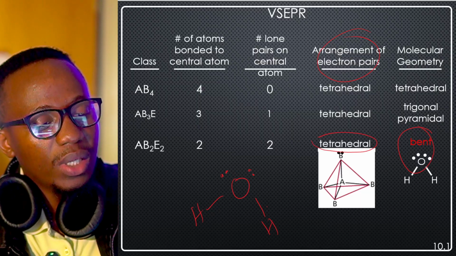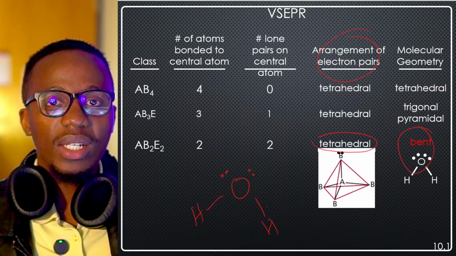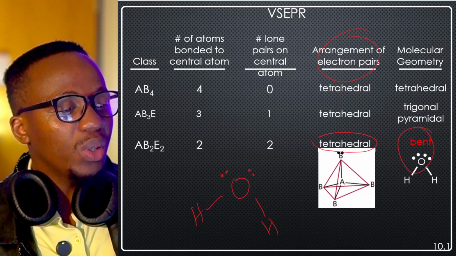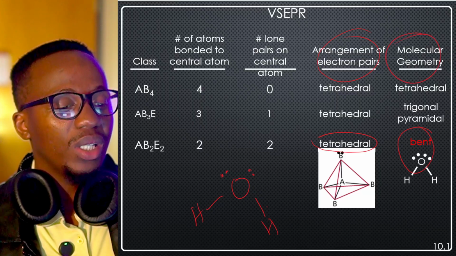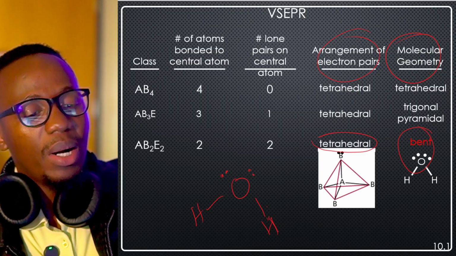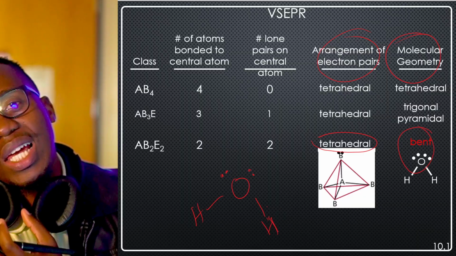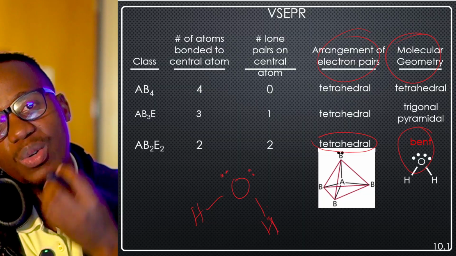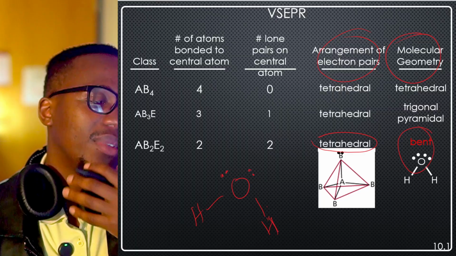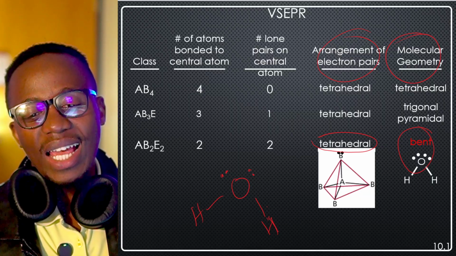Why? Because it's bound to four things. So if you're just looking at the electrons, it's bound to four things, so it's tetrahedral. But if we're looking at the molecular geometry, we're looking at the actual atoms bound, which are two atoms that are bound in the bent shape. So if I ask you, what's the electron geometry of water? It's tetrahedral, but what is the molecular geometry of water? I was going to say it's H2O, but no, it's bent. Okay, so that is H2O.